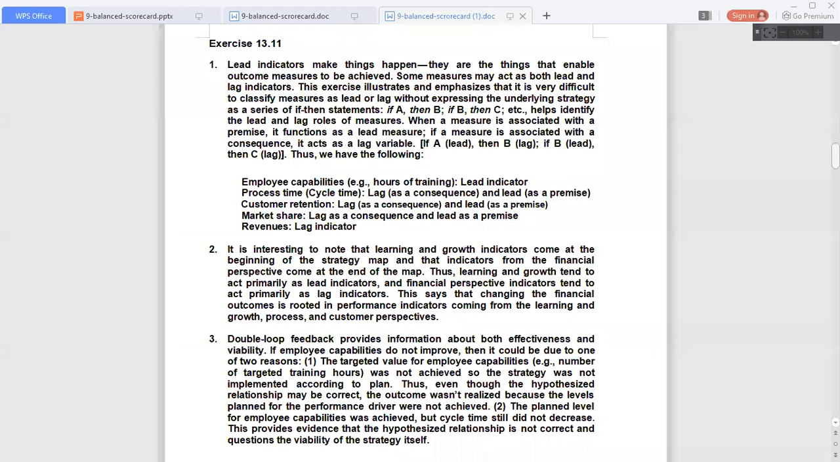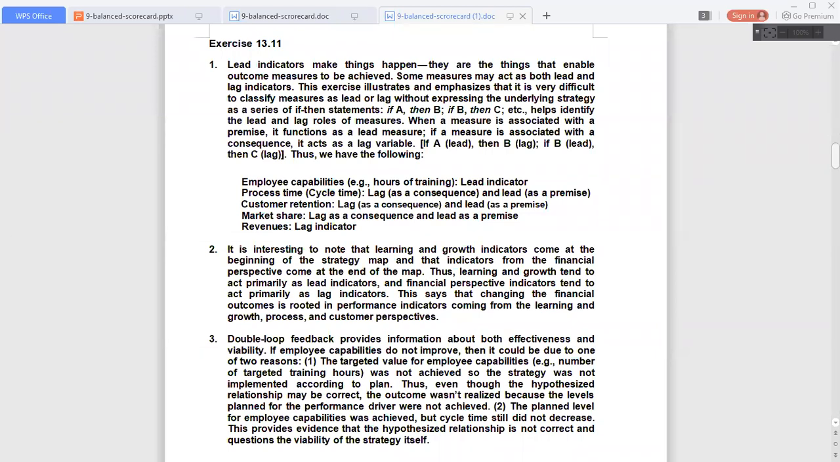This exercise illustrates and emphasizes that it's very difficult to classify measures as lead or lag without expressing the underlying strategy as a series of if-then statements. If A, then B. If B, then C. This helps identify the lead and lag roles of measures. When a measure is associated with a premise, it functions as a lead measure. If a measure is associated with a consequence, it acts as a lag variable.